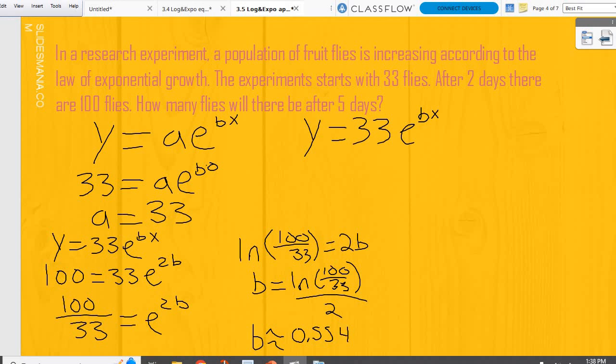So now we can plug both of those in. So I have 33e to the 0.554x. So now what can we do? And then we can plug in 5 days. And then we can plug all that into our calculator. And what do we get?